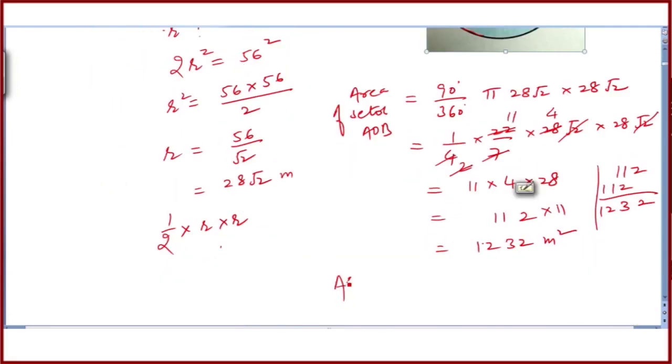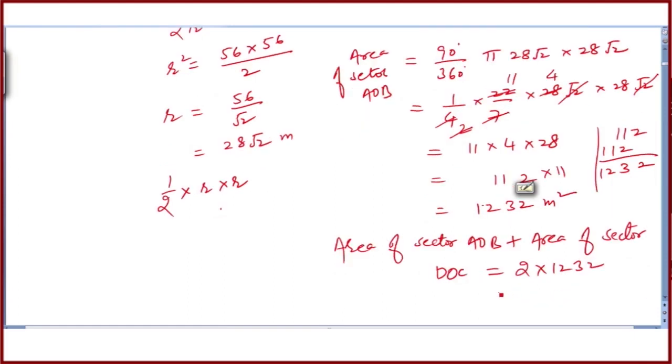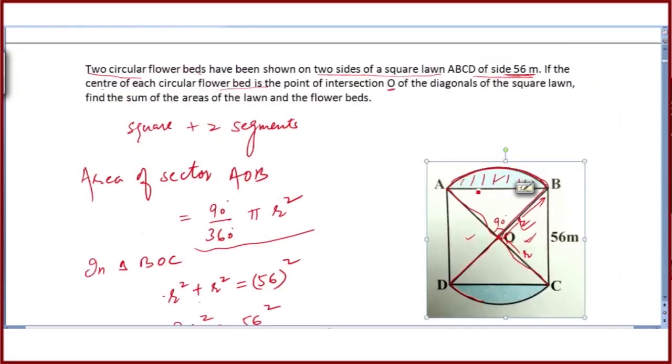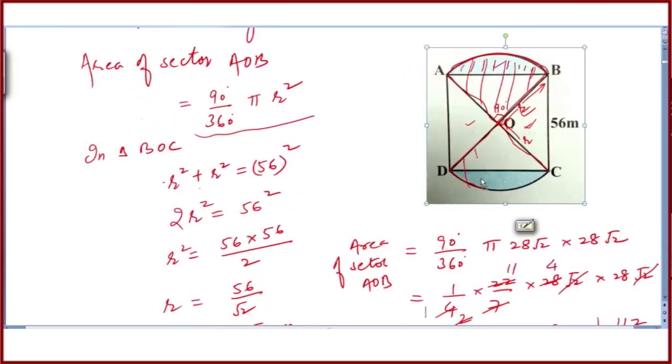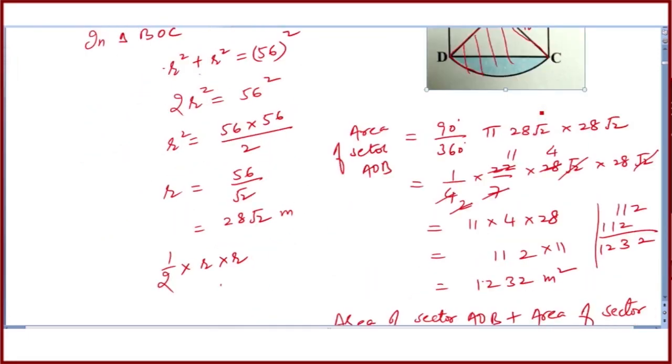So area of sector AOB plus area of sector DOC is equal to twice of 1232, which is equal to 2464 meter square. So we have the areas of these two sectors. When I say sector AOB, I mean this sector here. Now I have the area of these two sectors. I just need areas of these two triangles. I'll add this area and then I can get the area of this combination of figure.